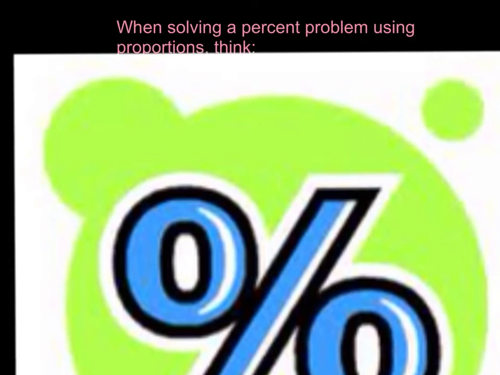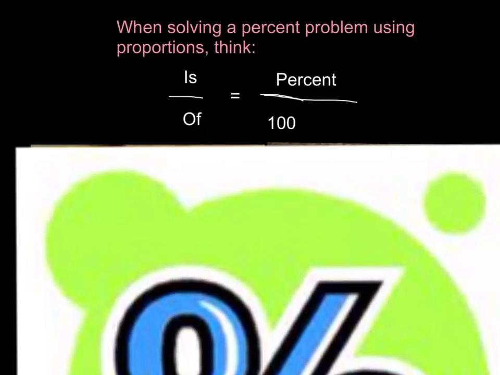When solving percent problems using proportions, there's a simple way to remember how to set up our proportions. This is over of equals the percent over 100. The percentage will always be over 100 because when we write a percent, it's out of 100%. Please take a moment to pause this video and record this proportion in your notes.